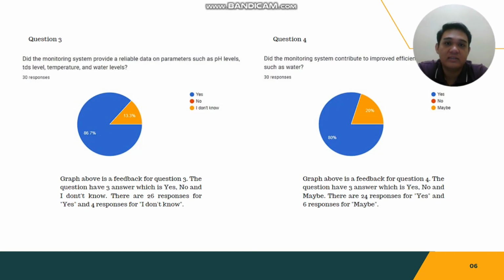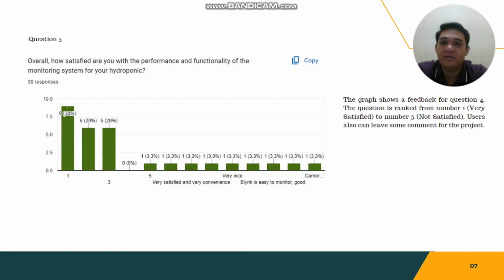Question 4 is, did the monitoring system contribute to improved efficiency in resource utilization such as water? 80% of the users say yes, and only 20% of users say maybe. And question 5, overall, how satisfied are you with the performance and functionality of the monitoring system for your hydroponics? Nine people say very satisfied, and only 1 user says not satisfied.